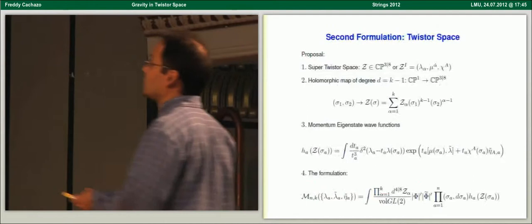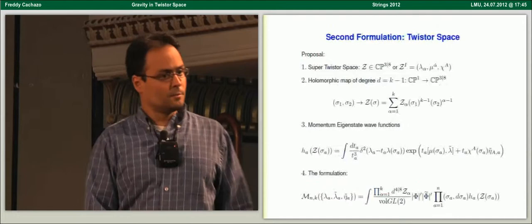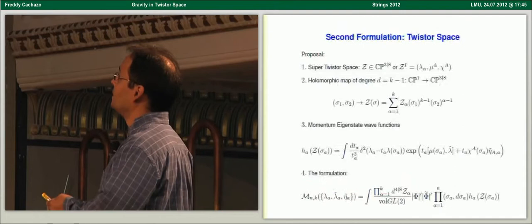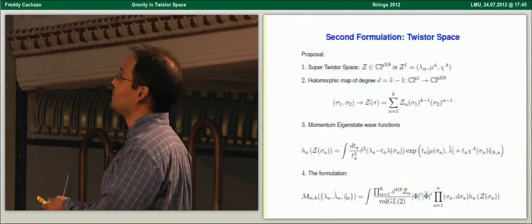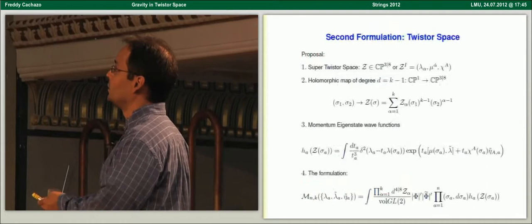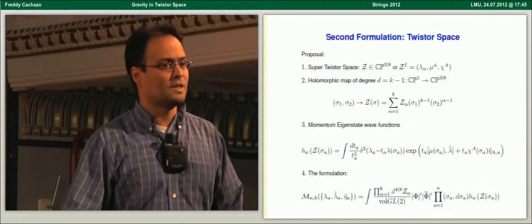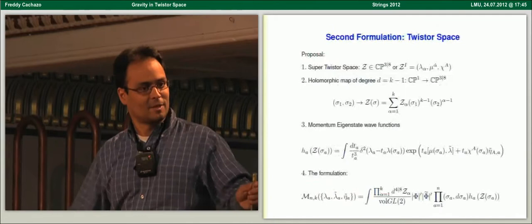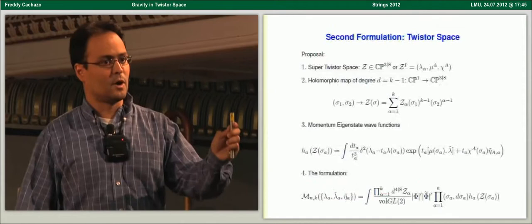So here is a proposal. Once again, define a super twistor space. This time it's not super Calabi-Yau. We need 8 supersymmetries. So it's CP^(3|8), exactly the same as before, but now chi has 8 components. Define a holomorphic map of degree d from CP^1 to CP^(3|8), exactly in the same way as we did before. Momentum eigenstate wave functions. I hope you can spot the difference between Yang-Mills and gravity. There is only one difference in the formula. Okay, time's up. The difference is a 3 here. In Yang-Mills it was first power, and in gravity you need a cube.